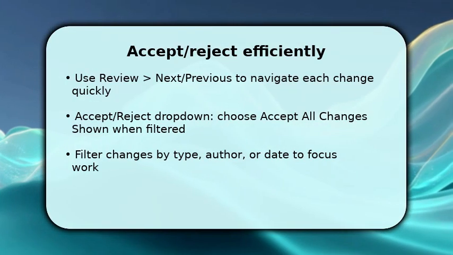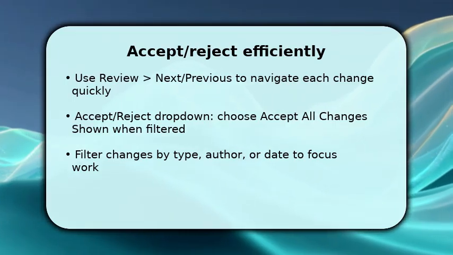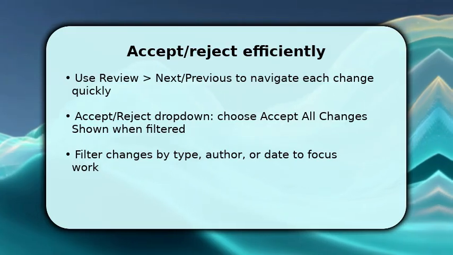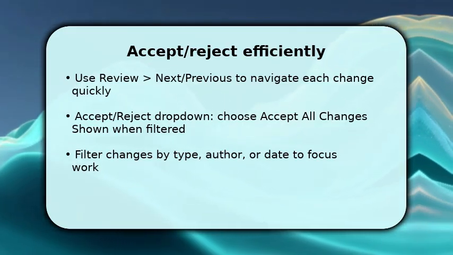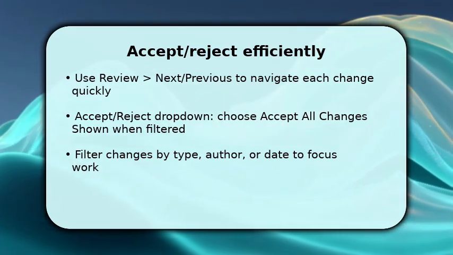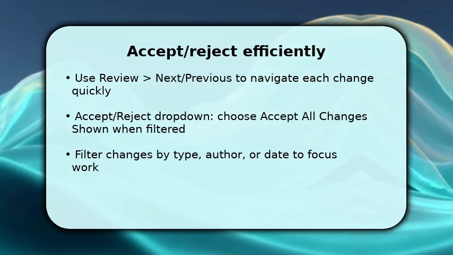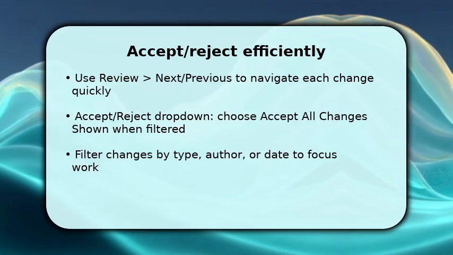Now focus on resolving the remaining edits efficiently. Use Next and Previous in the Review tab to jump change by change and decide to accept or reject each one. If you filtered the view to show only comments or formatting, use Accept All Changes shown to commit those in bulk. This prevents unintended acceptance.